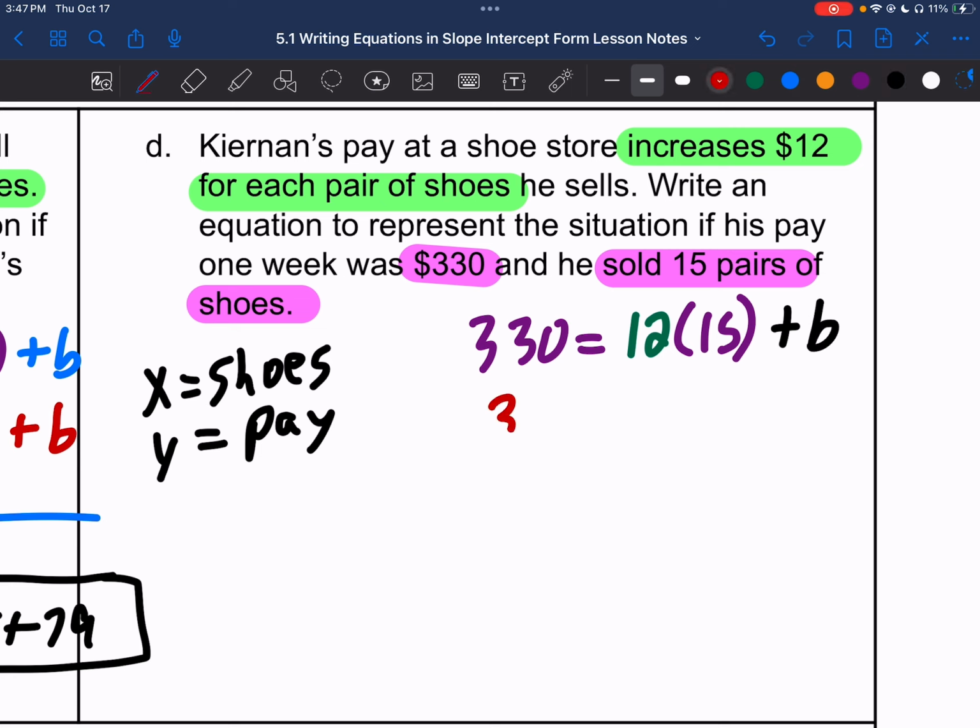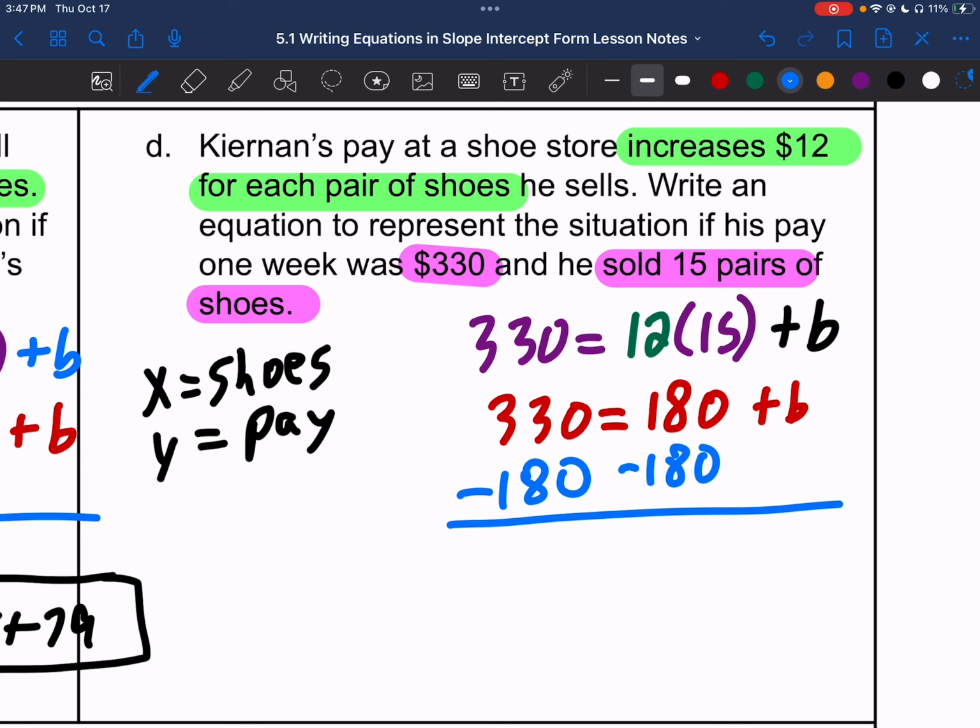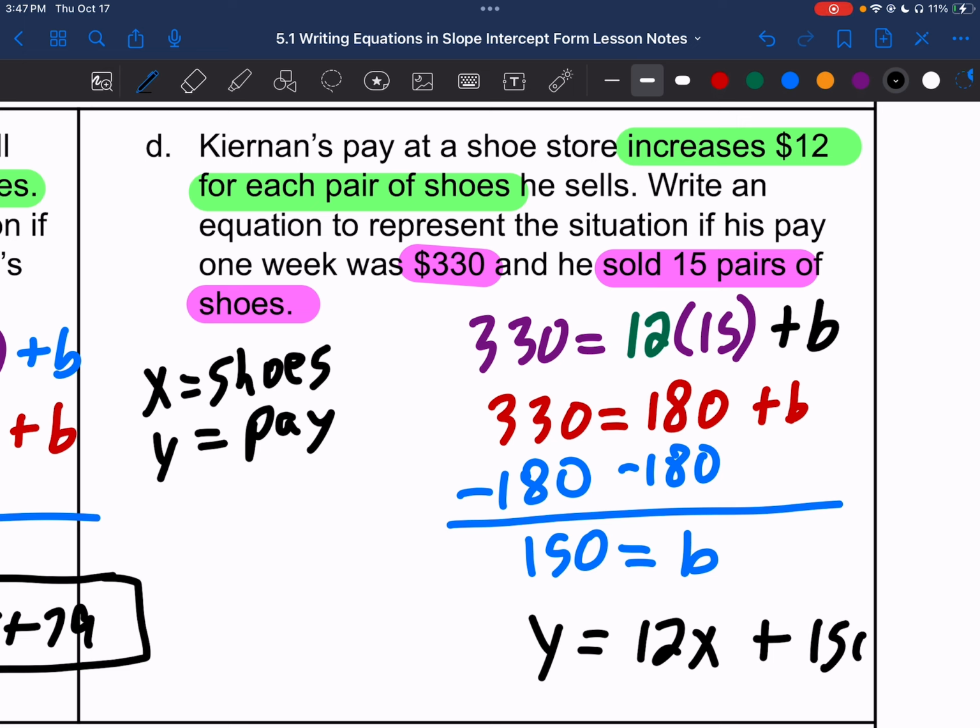Our first step is to multiply. So 12 times 15 is going to be 180 plus B. And now we subtract 180, so we're taking away the commission from what he got paid that week to find out what his base pay was, and 150 is equal to B. So the equation, y is equal to 12x, $12 per pair of shoes times the number of shoes, plus $150, his starting salary.